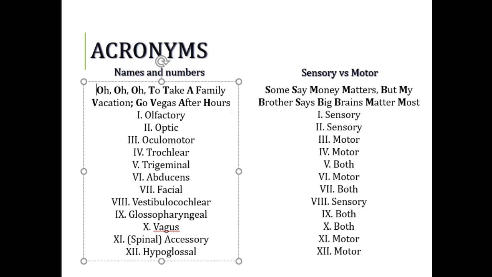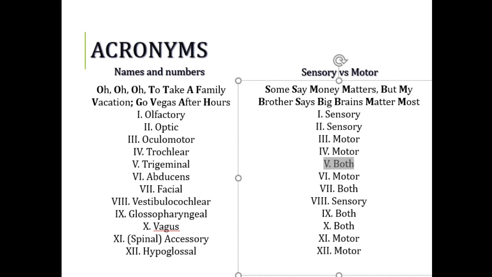This I found very, very useful when I had to memorize these. And then for sensory versus motor, some say Some Say Marry Money But My Brother Says Big Brains Matter Most. And it's true, a big brain matters a little bit at least. Which then relates the olfactory and optic are sensory, oculomotor and trochlear are motor. But I think the ones that can be the tricky ones are trigeminal, facial, glossopharyngeal, and vagus, which are both sensory and motor.